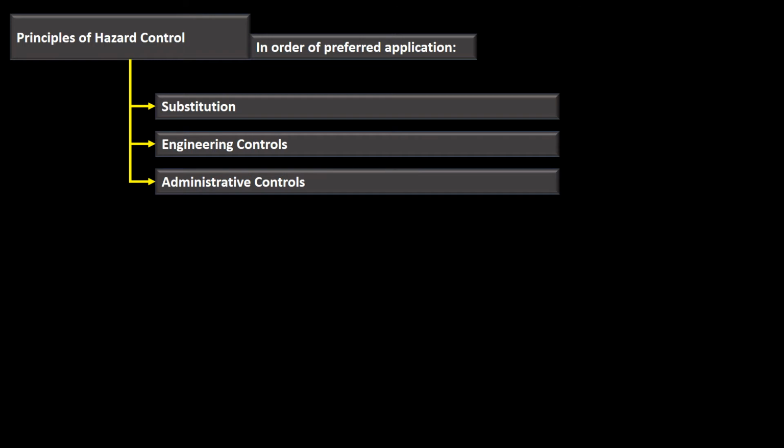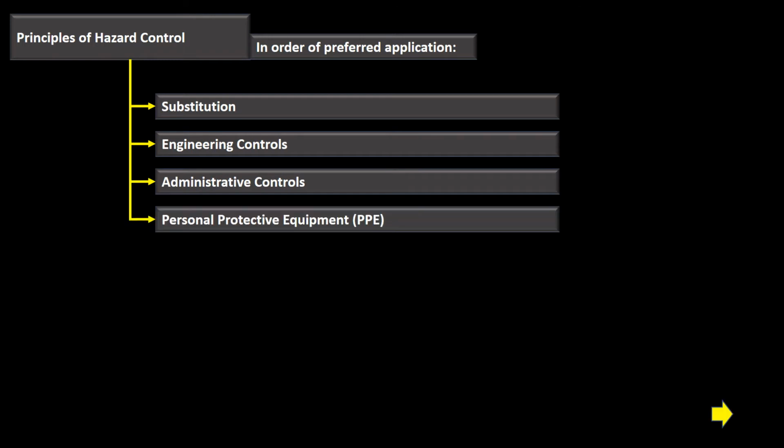So those four principles in order of preference and in order of preferred application are substitution, engineering controls, administrative controls, and personal protective equipment. Okay, so those four principles of hazard control: substitution, engineering controls, administrative controls, and then PPE, the least preferred. So we'll talk about each one of these individually on the next couple of slides here.